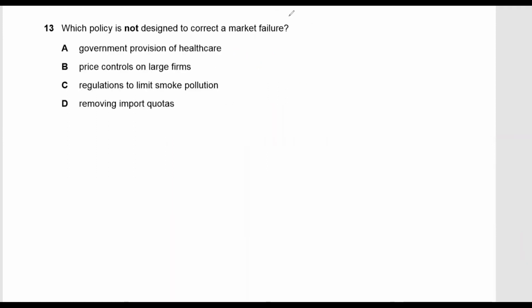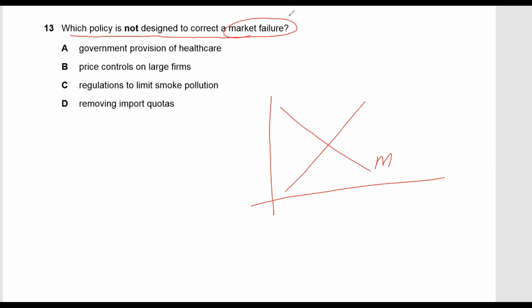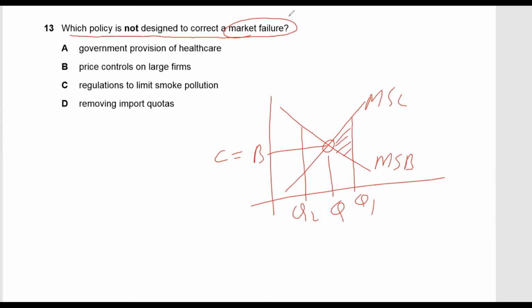In question number 13, the examiner says which policy is not designed to correct market failure? Market failure exists whenever there is an inequality of marginal social benefit and marginal social cost. So if we are producing at this point, where cost and benefits are equal, then it is a successful market and it is the optimum level of output. But if we are producing more than Q, then it will cause deadweight loss and result in market failure. And if we produce less than this, again it will cause deadweight loss and market failure.